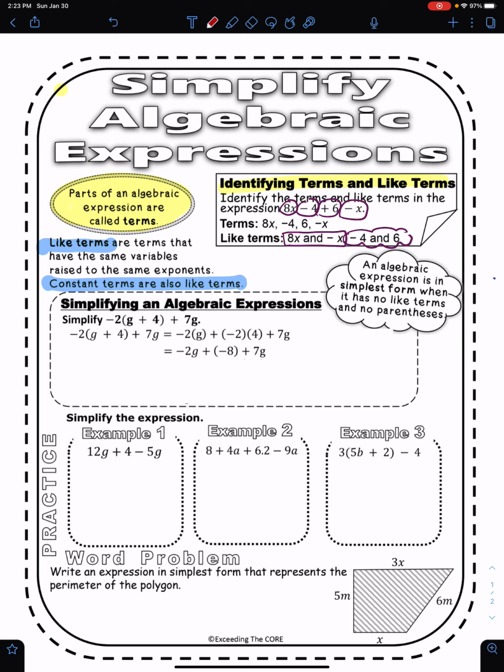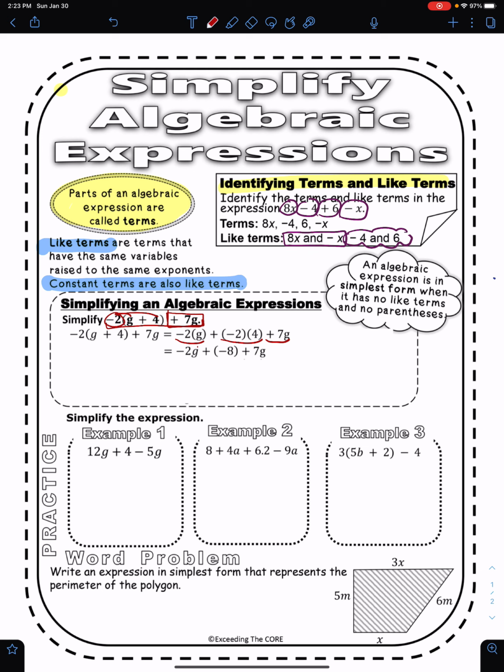So they took this expression, and the first thing they're going to do is distribute this -2. So they're doing -2 times g and -2 times 4. This 7g does not get multiplied by the -2 because the -2 is outside the parentheses, which means it's only going to be multiplied with those terms inside the parentheses. However, don't forget about the 7g. It's there. It's just not being multiplied by the -2. So their next step is to actually carry out that multiplication. -2 times g is -2g, and -2 times 4 is -8. And then we have our 7g.